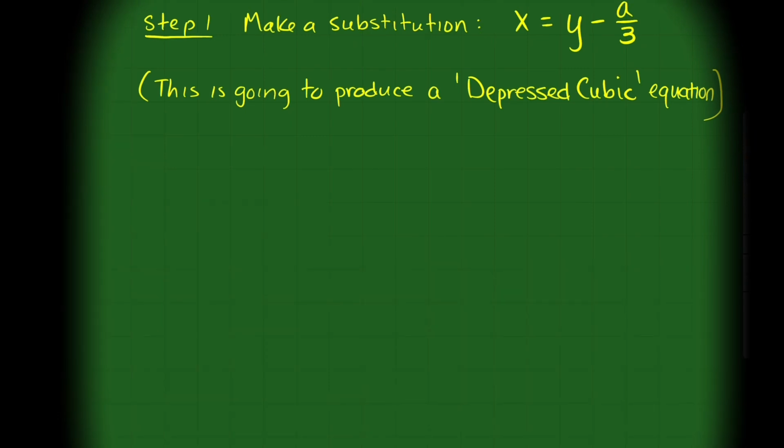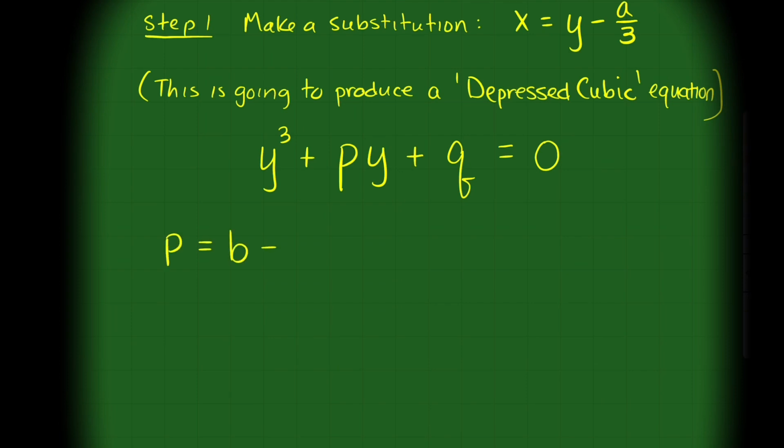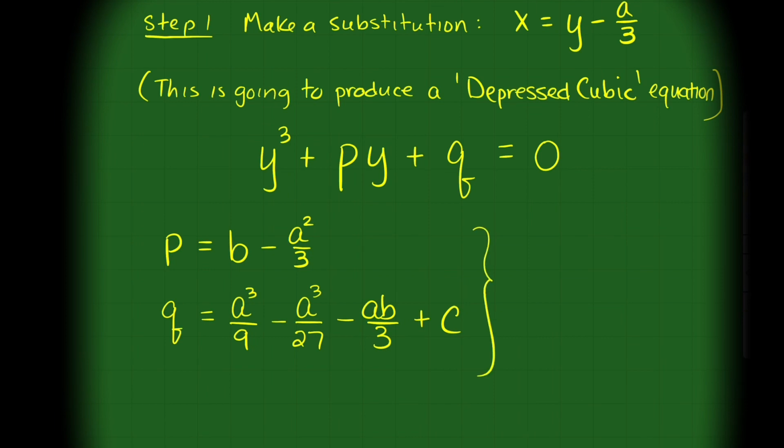Let's see what this looks like. After making the substitution x equals y minus a over 3, we get an equation of the form y cubed plus py plus q equals 0, where p and q are real numbers. We can find the values of p and q from our original equation using the following equations. p is equal to b minus a squared over 3, and q is equal to 2a cubed over 27 minus a times b over 3 plus c. We'll come back to those later.